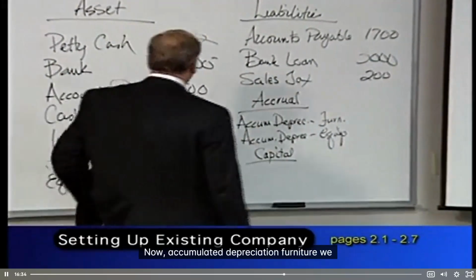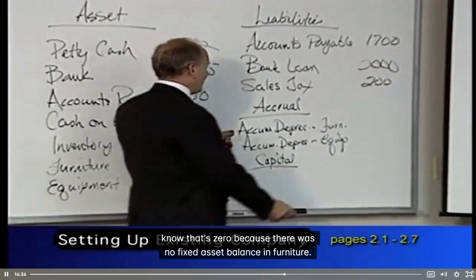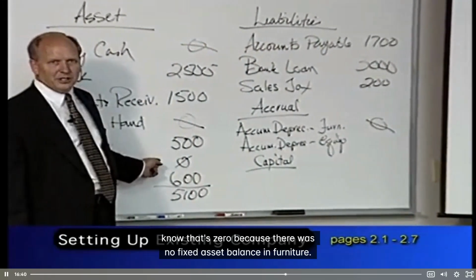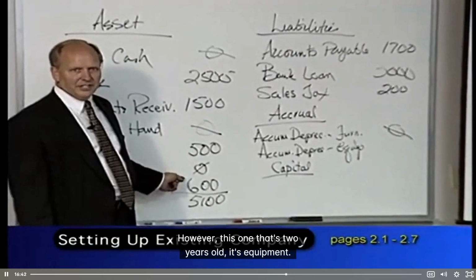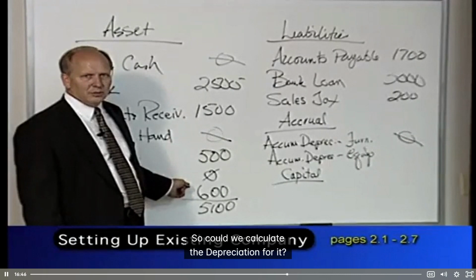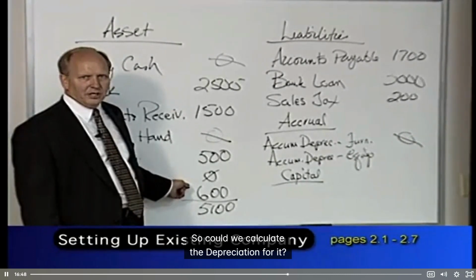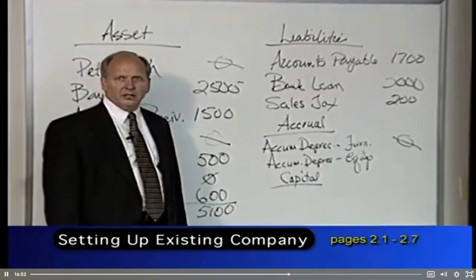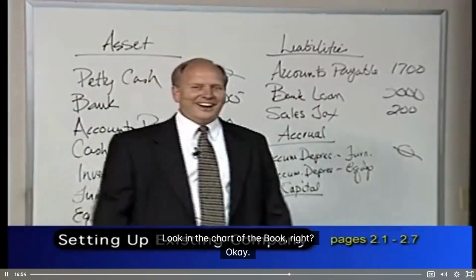Now, accumulated depreciation furniture, we know that's zero because there was no fixed asset balance in furniture. However, this one, that's 2 years old. It's equipment. So could we calculate the depreciation for it? How would we do that? Look in the chart in the book, right?